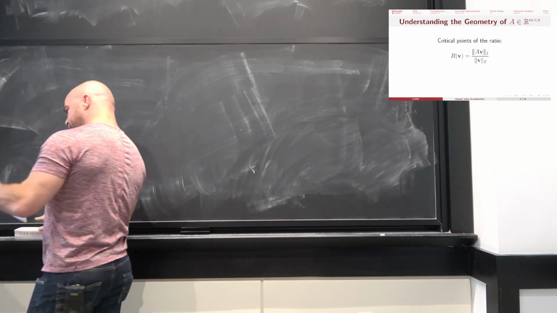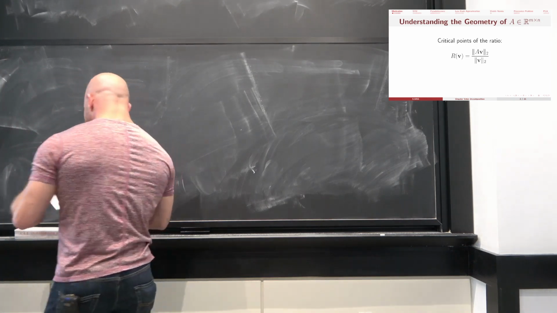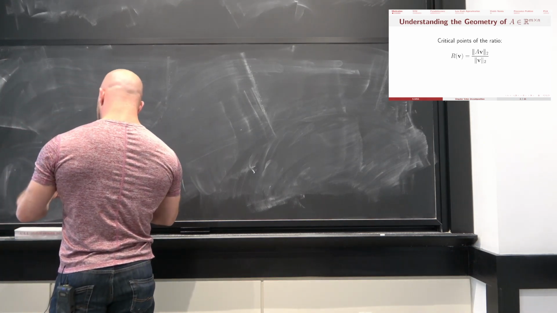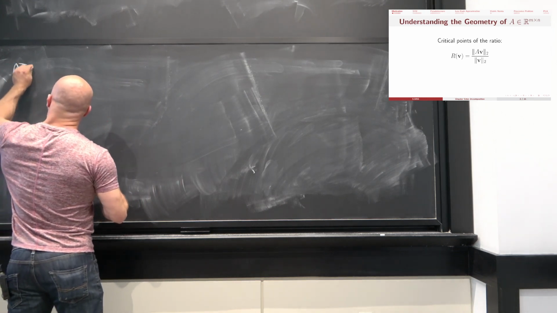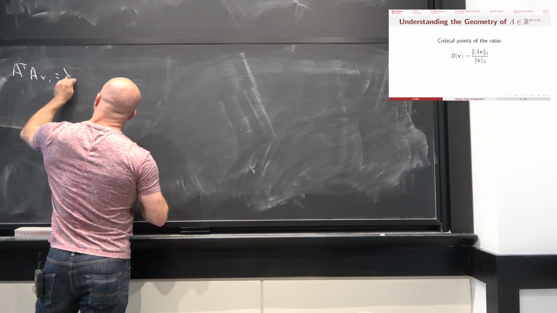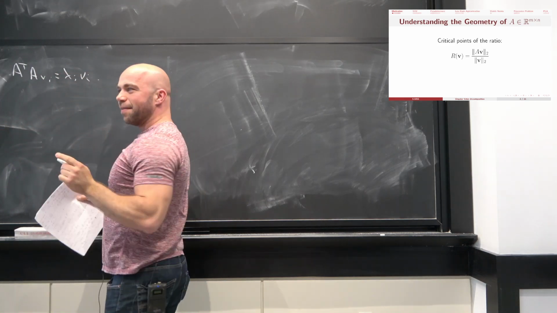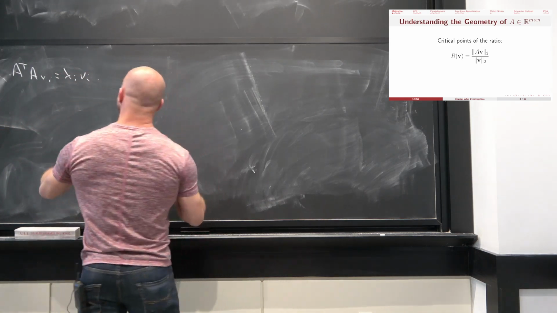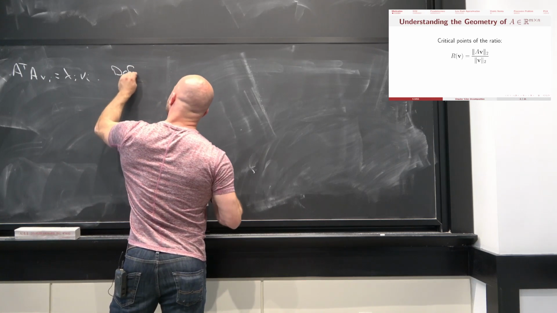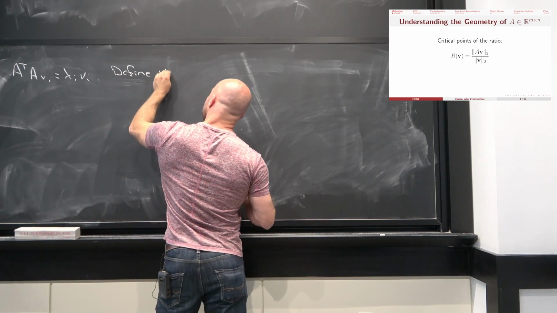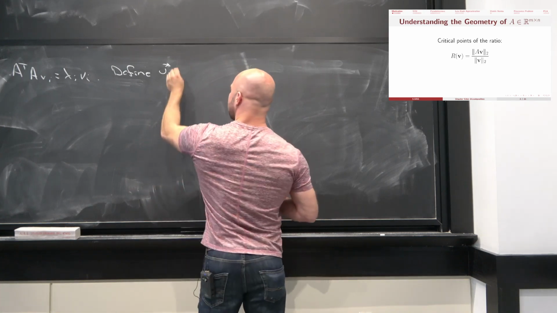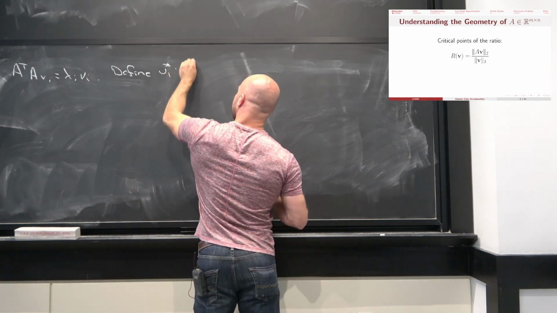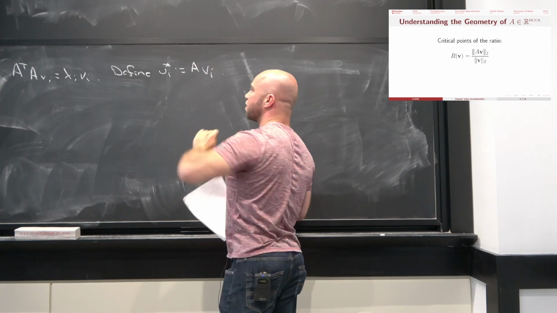All right. So, in particular, let's say that we have A transpose A times vi equal to lambda i times vi, like that. And now we're going to define a funny object, which is ui star, which we're going to call A times vi.